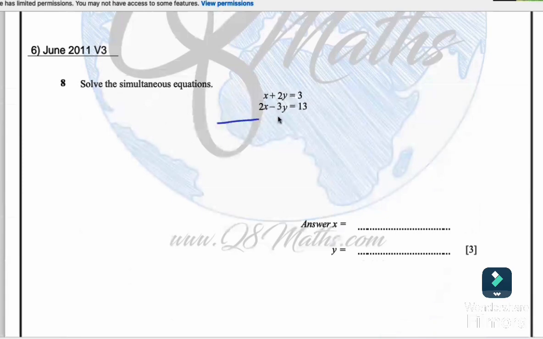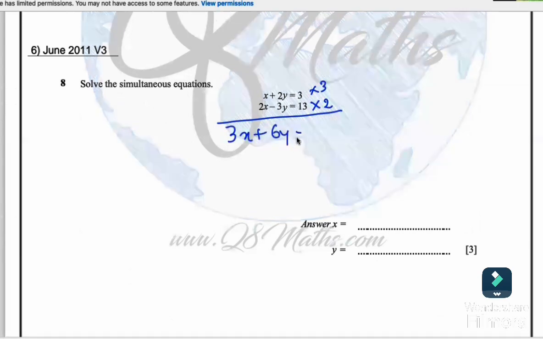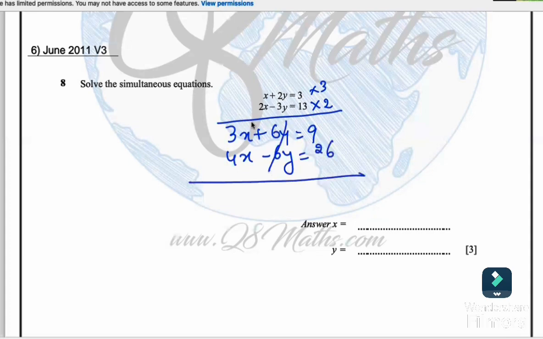And if you look at this problem, I can again use the elimination method. I can cancel my variable y. If you look at this, I can multiply the first equation by the coefficient of y from the second equation, which is 3, and I can multiply the second equation by 2. As a result of that, what you can write down? 3x plus 6y is equal to 9, and 4x minus 6y is equal to 13 2s are 26. Therefore, 7x is equal to 9 plus 26, which is going to be 35.